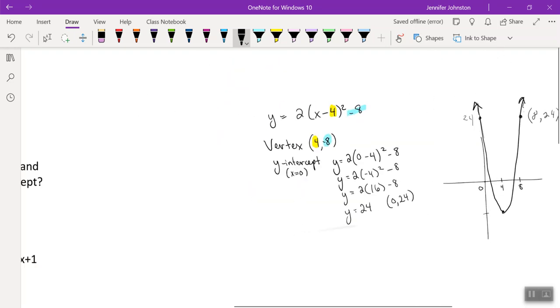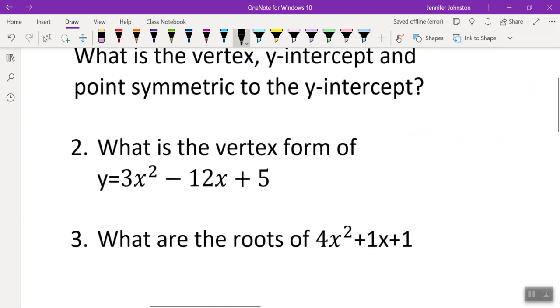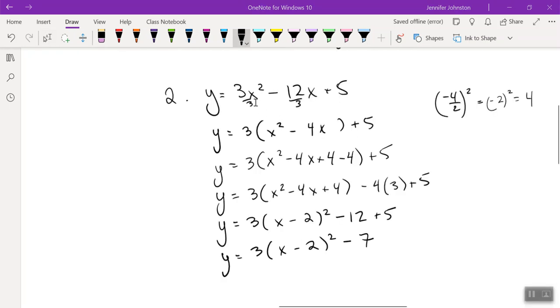Alright, go ahead and try the next one and press pause and take a look at the solution. Okay, for this one, the first thing we have to do is take the security guard out in front, which is a 3, and that means the a term and the b term are divided by 3, so we're left with x² - 4x inside the brackets, plus 5 outside. The 5 doesn't bring us tickets, so it doesn't get to come in. Next, we have to find more people to be in the concert, so that means we divide this new b value by 2 and then square it.